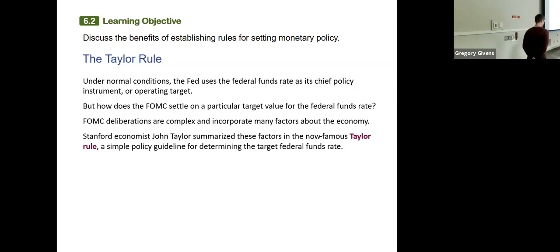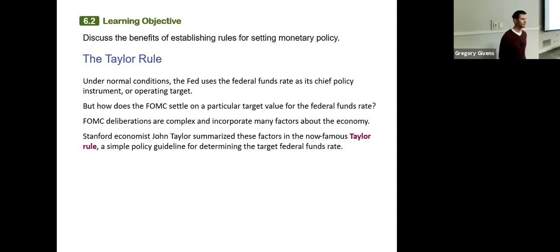You can find it in academic papers. You can find it in policy papers. You can even see it referenced in policy speeches and in the financial media as well when they're talking about Fed and central bank decisions, okay?